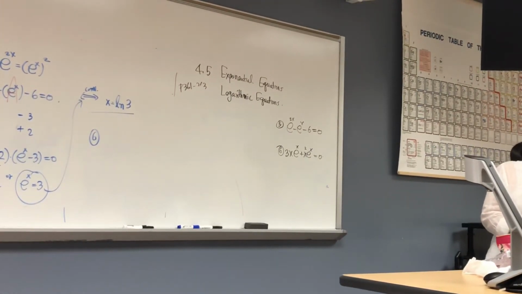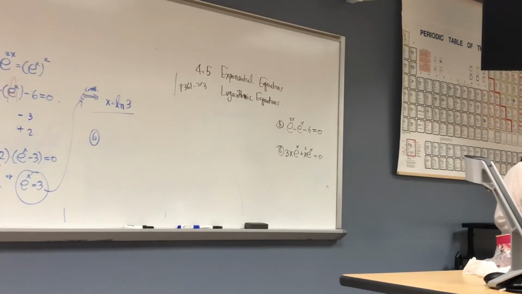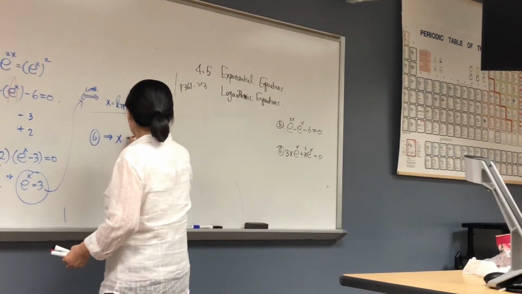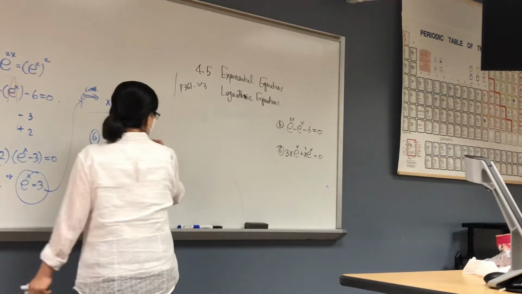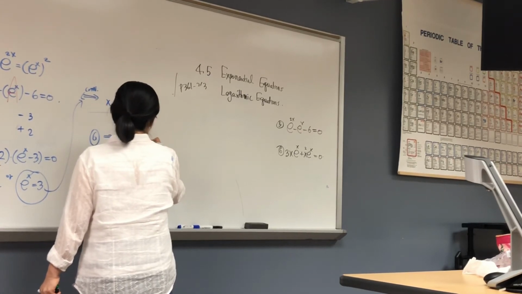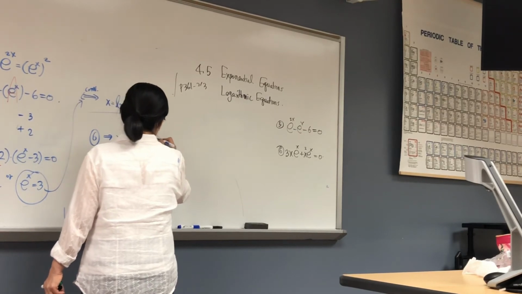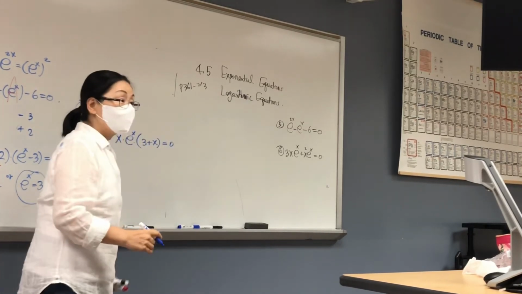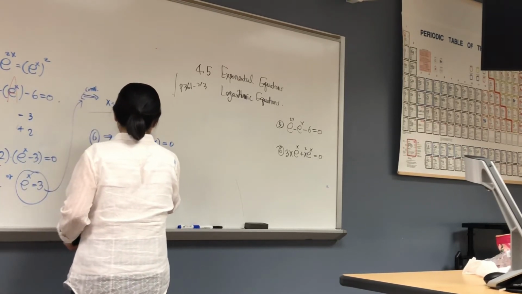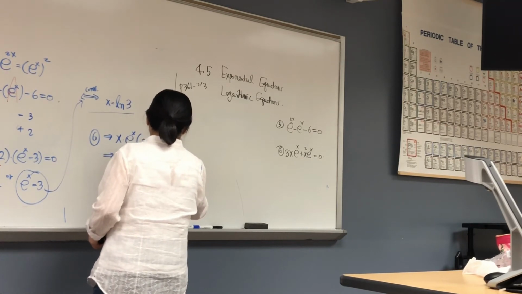X what? X e to that. Good. So the common factor is x e to the x, and then what is the remainder? Good. By the zero factor property, it means what? X equals 0 or e to the x equals 0 or x equals -3.